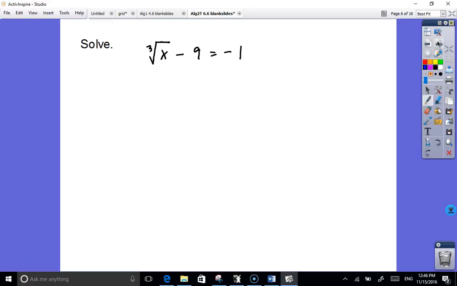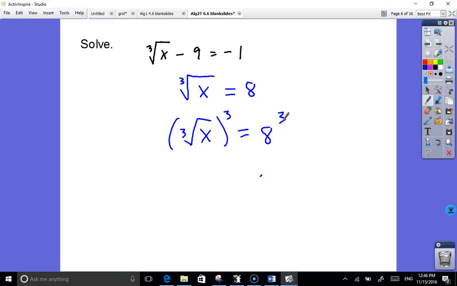Okay, here's one where I actually have to do some isolating. The cube root of x is not alone. It's got a minus 9, so I have to add 9. The cube root of x equals 8. How do I undo the radical? Cube both sides. So x equals 512.